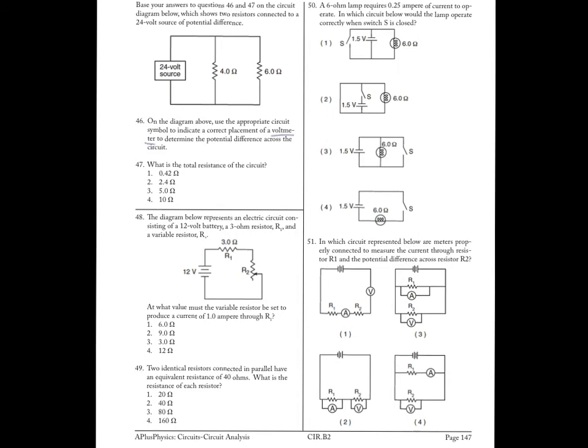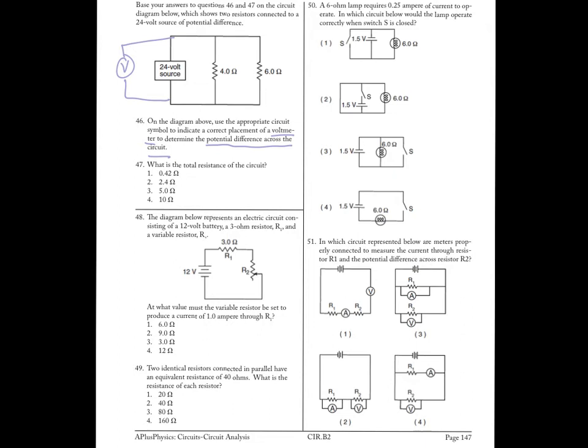Voltmeter to determine the potential difference or voltage across the circuit. So we're looking at the big overall picture across the entire circuit. Where can we find the overall voltage? Inside the battery, right here. So we connect it in parallel to the battery, just like that.